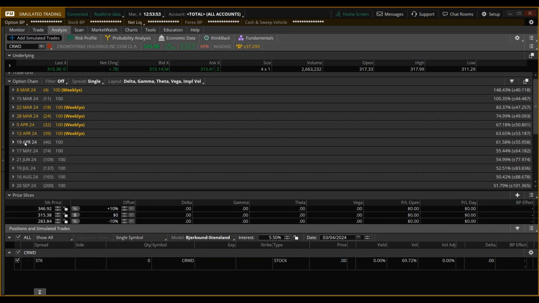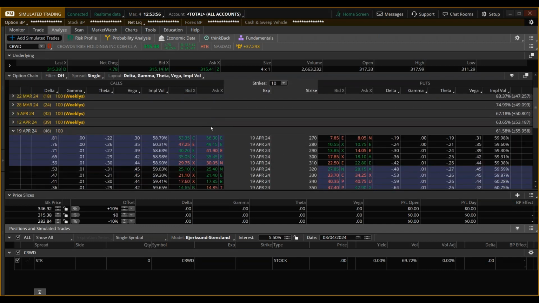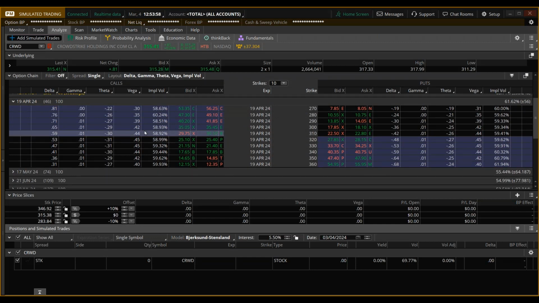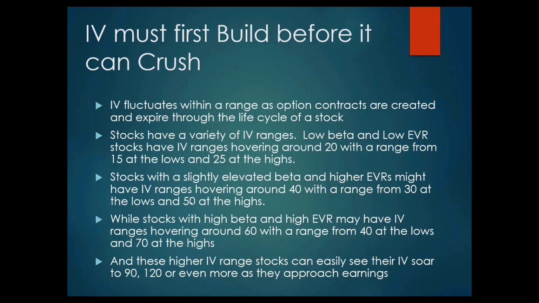But let's go out in time to 46 days, and the further out in time you go, look at what happens to the Vega. It gets bigger. So longer dated options, those with more time until they expire, have higher Vegas, and options that are closer to the money, to where the stock is trading, have the higher Vegas. I could go on and on about that, but we need to get back to the topic of today, so let's move on.